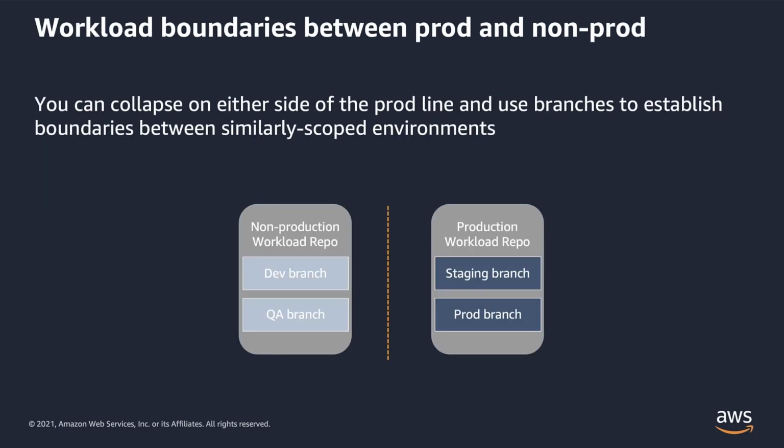We can also collapse on either side of the prod line and use branches. So we have separated production and non-production, right? On the left, we have non-prod, we have dev and QA. On the right, we have prod, staging, and prod. I know not everybody considers staging prod, but others do, so I'm just using this as an example. We basically separated prod and non-prod. If we don't have branches like this, we're going to have 4 repos instead of 2.